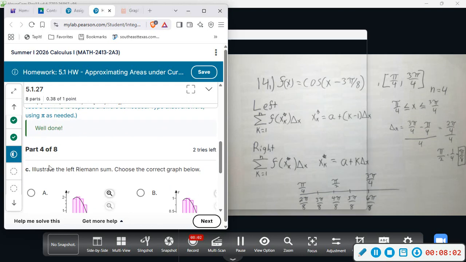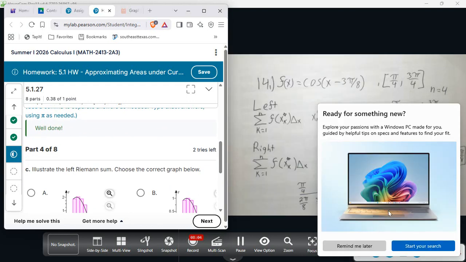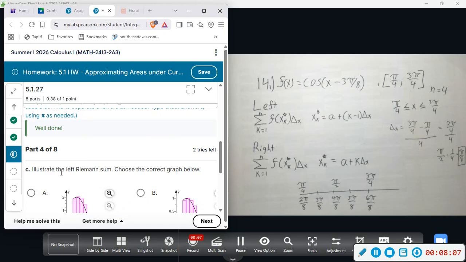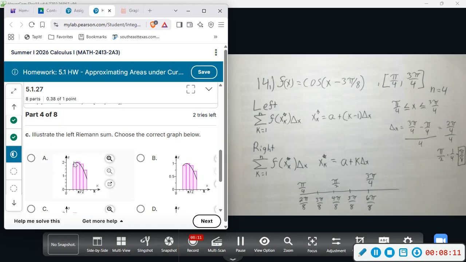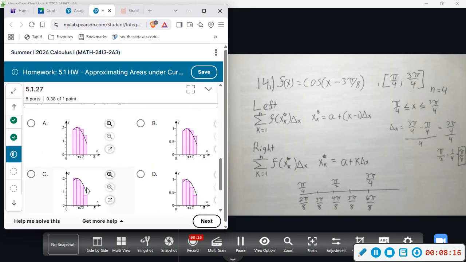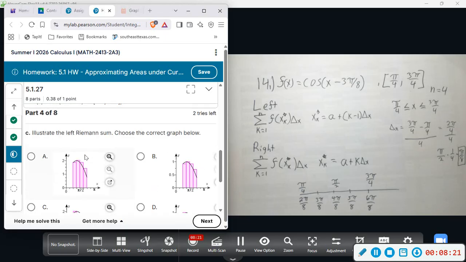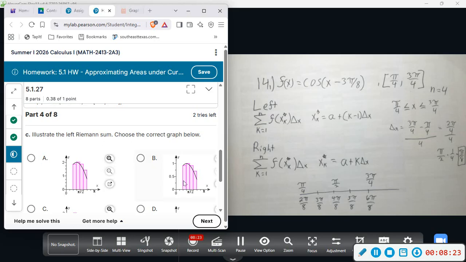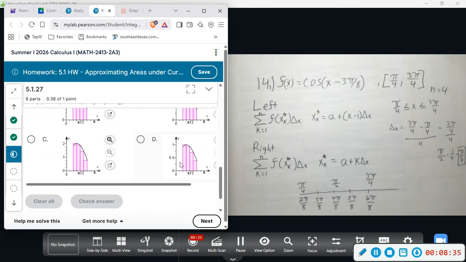All right, so next we are going to illustrate left Riemann sum. So again, this is not the correct graph. It goes up to a height of 2. B looks close. So when we do left Riemann sum, we're starting our rectangle from the left and then going to the right. Go up to the height of the graph from the left, go over to the right. Left height, left height. So B looks good in that regard.